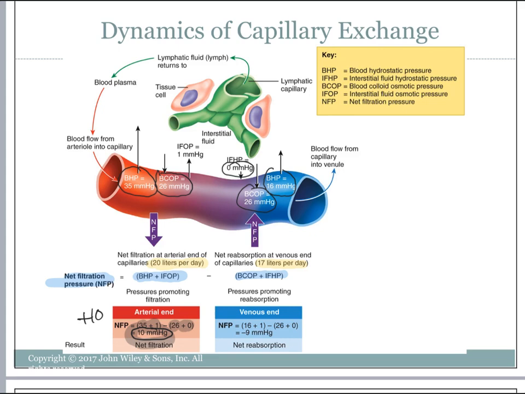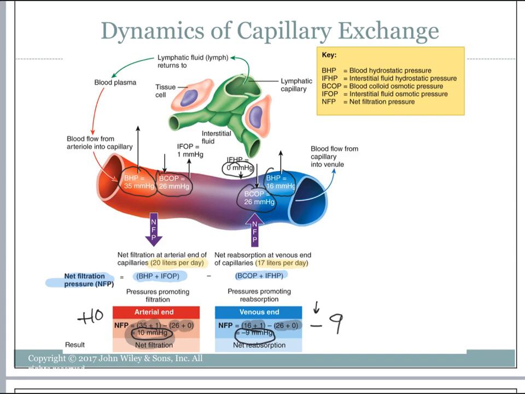We know that blood hydrostatic pressure drops on the venous end to 16. We still add our interstitial fluid osmotic pressure, plus 1. That brings it to 17. And we subtract our blood colloidal osmotic pressure, that remember remains the same, plus interstitial fluid hydrostatic pressure is 0. So 17 minus 26 is, here we go, drum roll, -9. -9. That's the key right there.